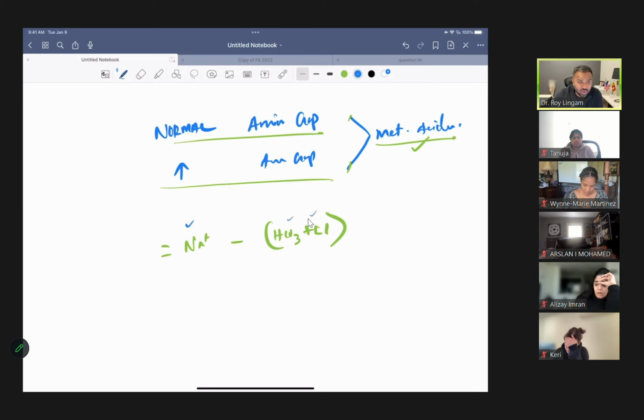Now, is that the only positively charged ion we have in the body? No. There are so many positives, and there are so many negatives. So why did you just pick these three? Because sodium is a high number.